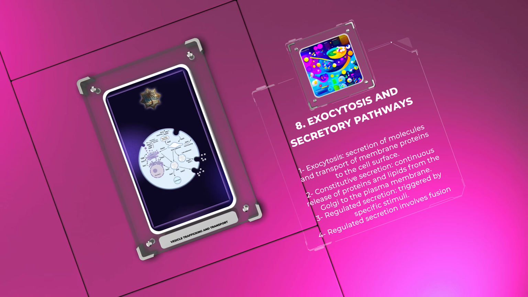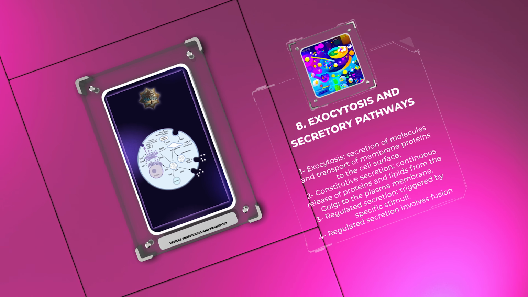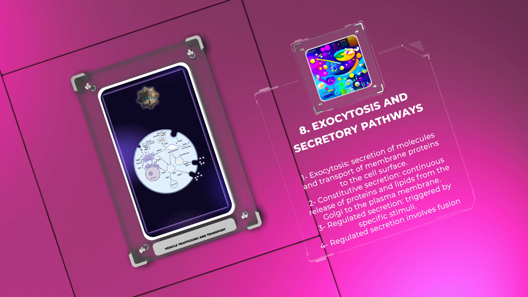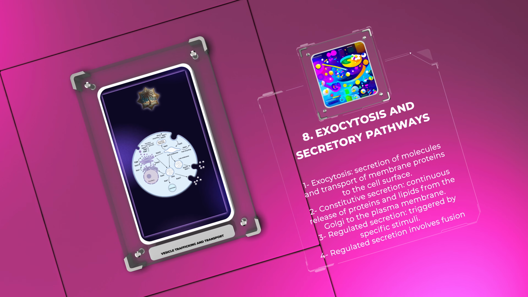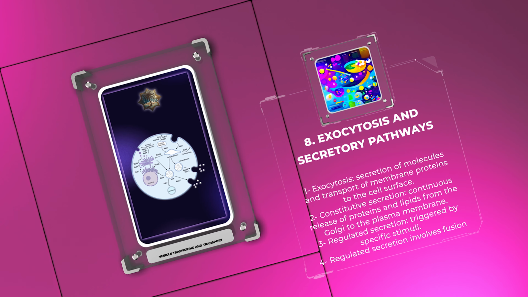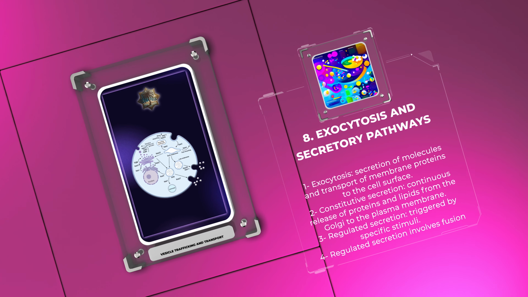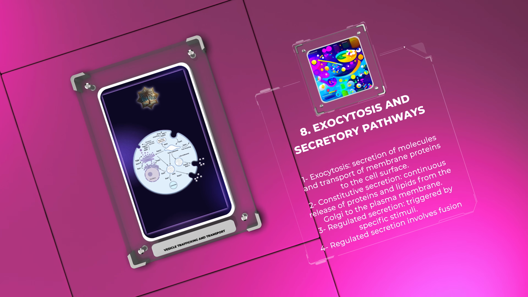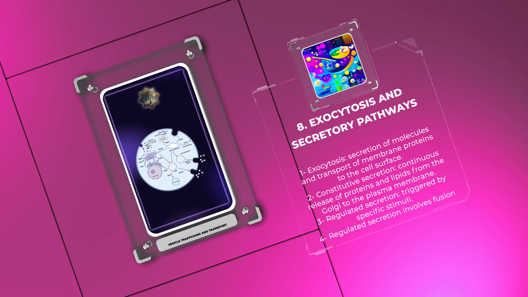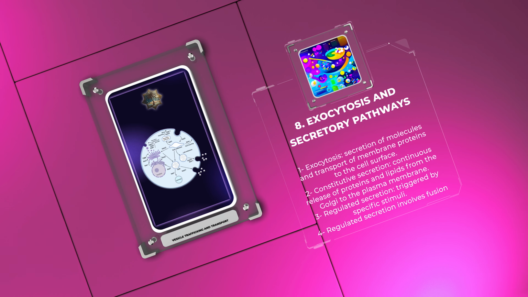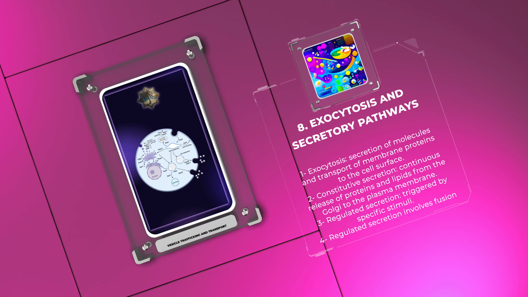Constitutive secretion involves the continuous release of proteins and lipids from the Golgi apparatus to the plasma membrane. These proteins lack specific sorting signals and are transported to the membrane through vesicles originating from the trans-Golgi network, TGN. On the other hand, regulated secretion is triggered by specific stimuli and involves the fusion of secretory vesicles containing cargo molecules with the plasma membrane.